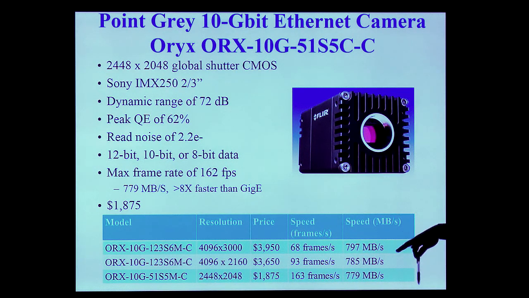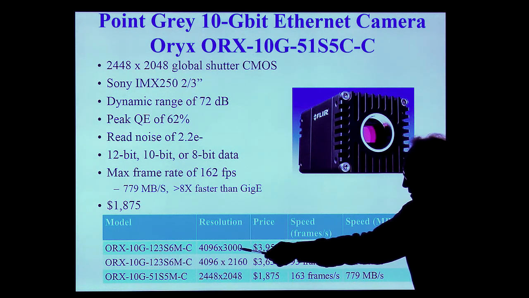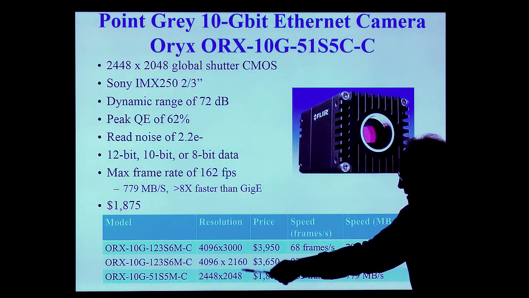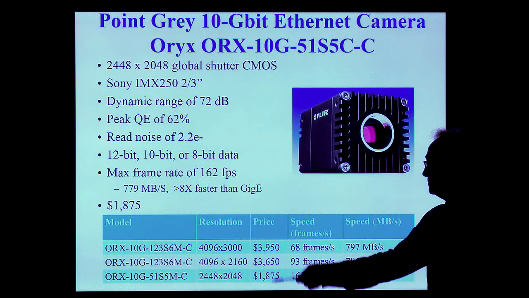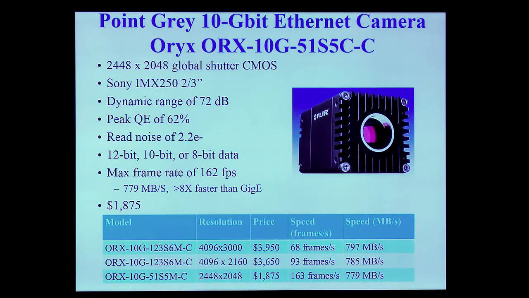And in this 10 gig, these are the models they have. So they go from like 4K by 3K, 4K by 2K, 2.5 by 2K for a range of prices here. And then the frame rate, all the data rates are basically the same. So the higher resolution ones are fewer frames a second.